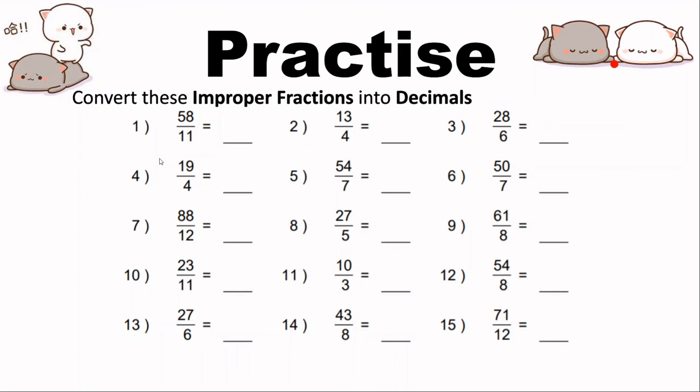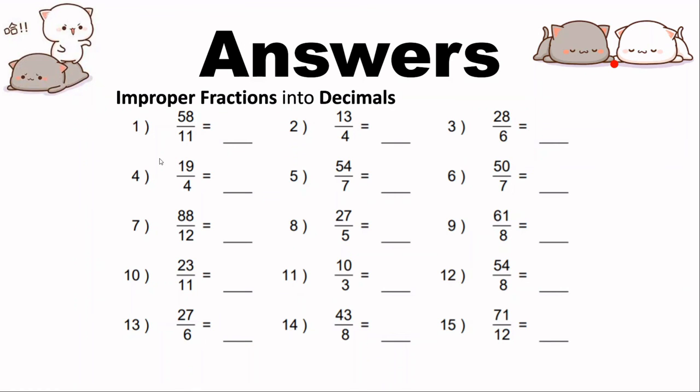I hope you had a chance to hit pause. Here come your answers. For question 1, I know I can do 55 divided by 11, that would be 5. So this answer is going to be 5 point something. 5.27 recurring. That's the 2, and then the 7, and then a 2 again, and then a 7 again. Question 2, again, I know I could do 12 divided by 4, that would be 3. So this is going to be 3 point something. 3.25. Question 3, I know 24 divided by 6 is 4, so this should be 4 point something. 4.6, recurring. Question 4, I know that 16 divided by 4 is 4, so this is 4.75.